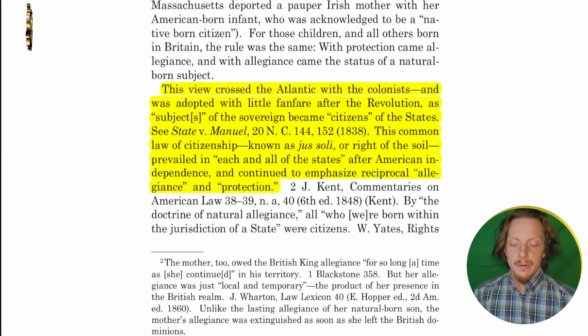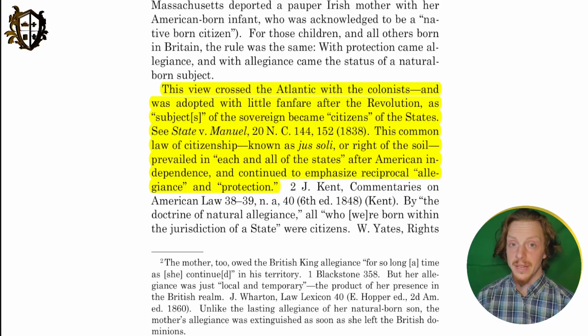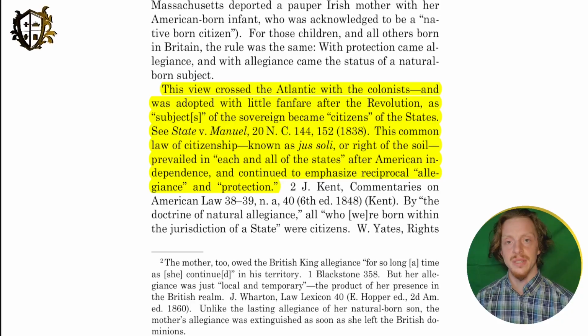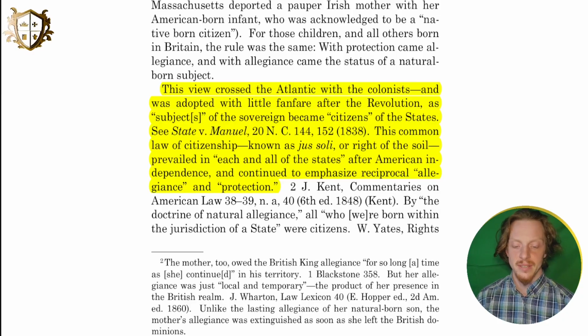This view crossed the Atlantic with the colonists. No, it didn't. That's just a blatant lie, completely ahistorical, and was adopted with little fanfare after the Revolution as subjects of the sovereign became citizens of the states. And that's a completely different relationship. A subject to a king has nowhere near the agency of a citizen of a state.